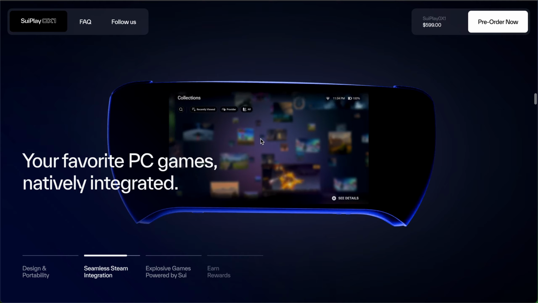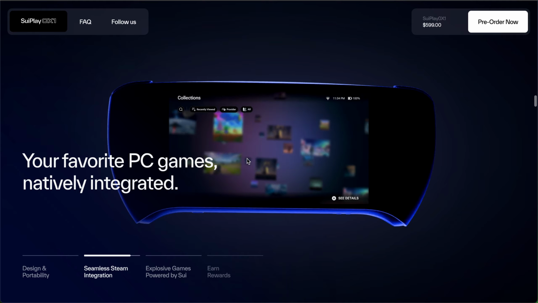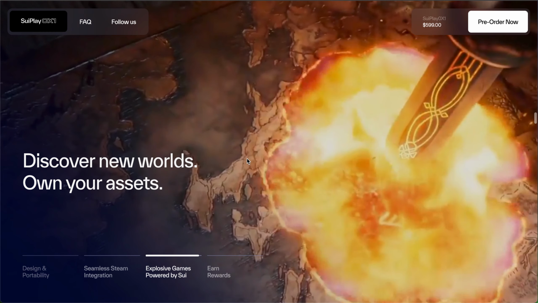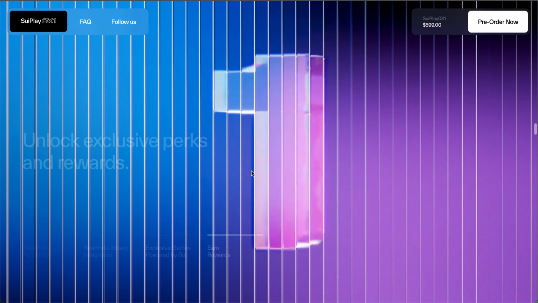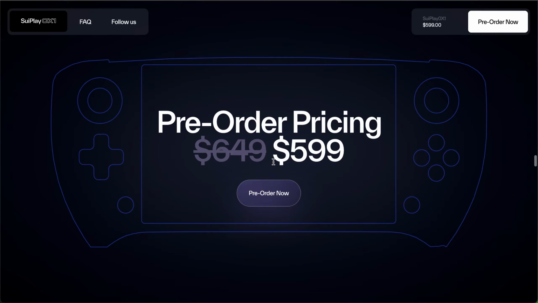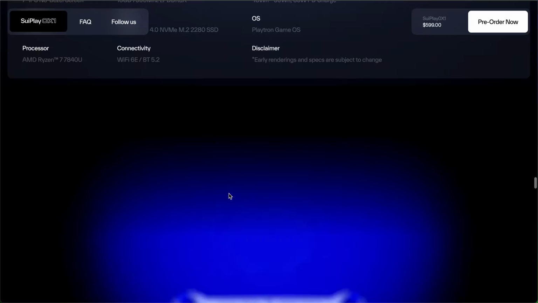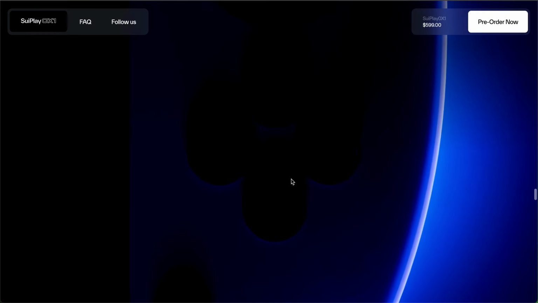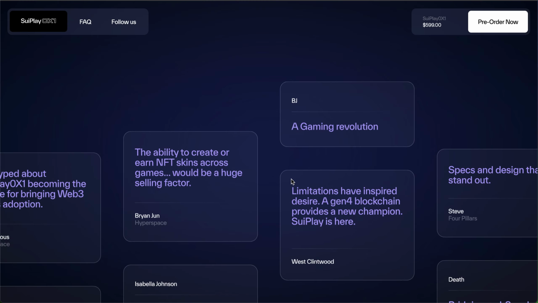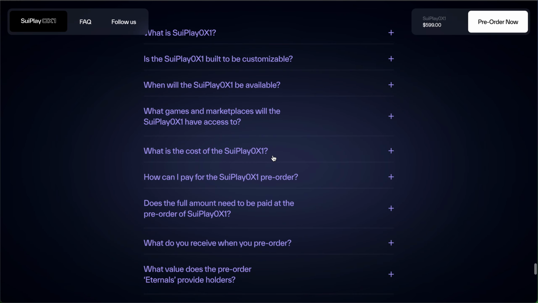So your favorite PC games natively integrated into this device. And we're going to just continue scrolling here. Yeah, so discover new worlds, own your assets. That is one of the big appeals of blockchain-based games. And then obviously earning rewards as well, which hypothetically would be some sort of token or NFT on the chain. They give you all of the specs here for the community as well, the processor. And in my opinion, if SUI is able to get into this sector, I think that it would just be another bullish catalyst for this blockchain amongst the many that are pretty much already there.